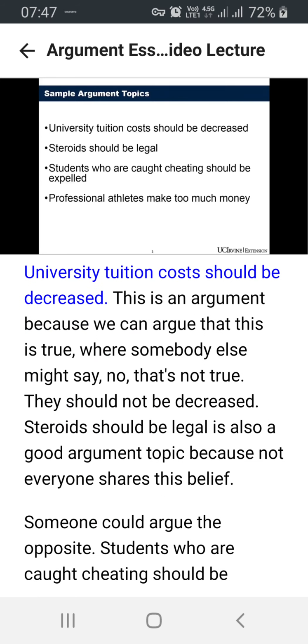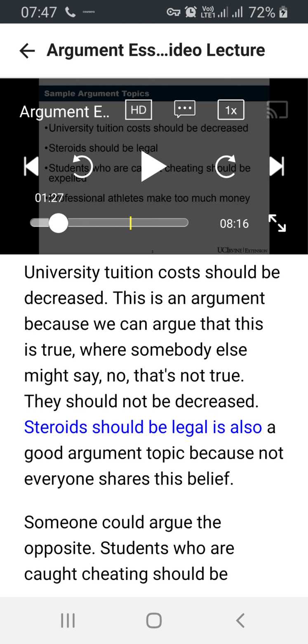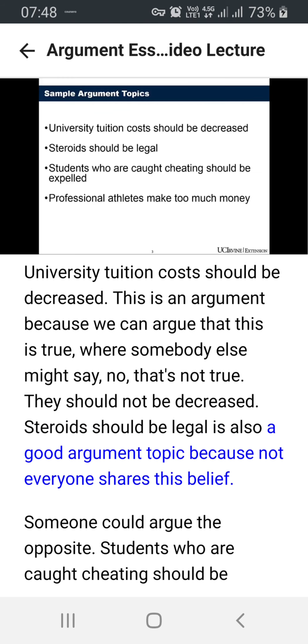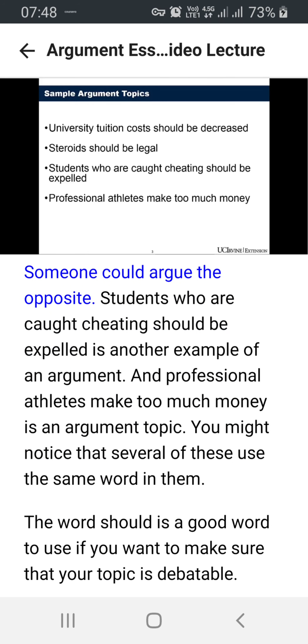University tuition costs should be decreased. This is an argument because we can argue that this is true, where somebody else might say, no, that's not true. They should not be decreased. Steroids should be legal is also an argument topic because not everyone shares this belief. Someone could argue the opposite.